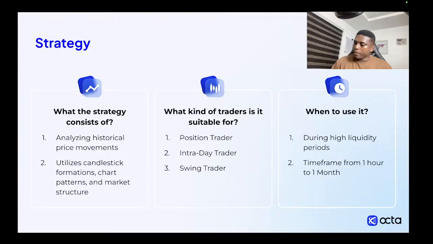Now, what does this strategy consist of? This strategy analyzes historical price movement and utilizes candlestick formations, chart patterns, and market structure. What kind of traders is it suitable for? It is suitable for position traders, intraday traders, and swing traders. Now, when to use it? You use this strategy during high liquidity periods, on time frames from 1 hour to 1 month.